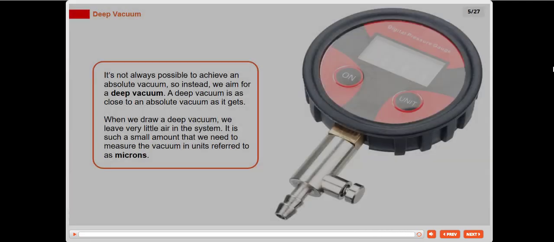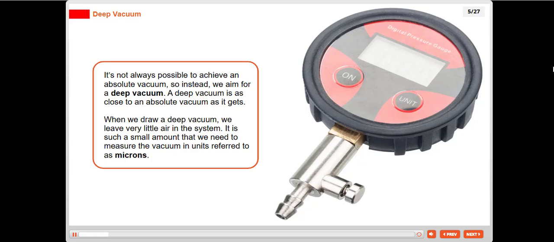It's not always possible to achieve an absolute vacuum, so instead, we aim for a deep vacuum. A deep vacuum is as close to an absolute vacuum as it gets. When we draw a deep vacuum, we leave very little air in the system. It is such a small amount that we need to measure the vacuum in units referred to as microns.